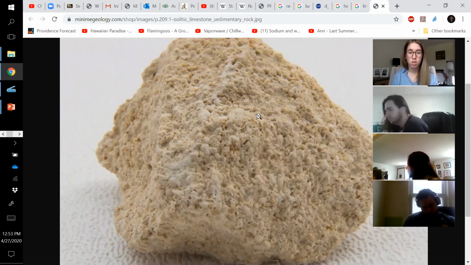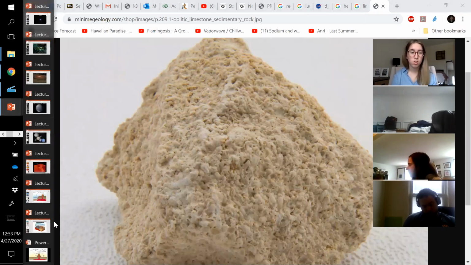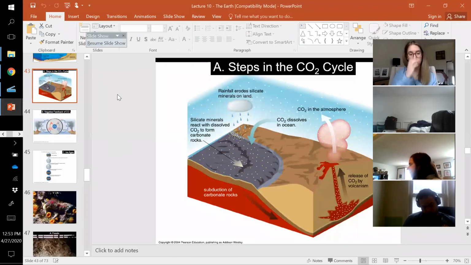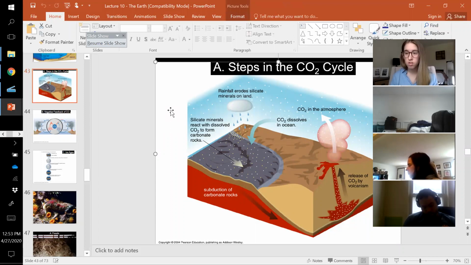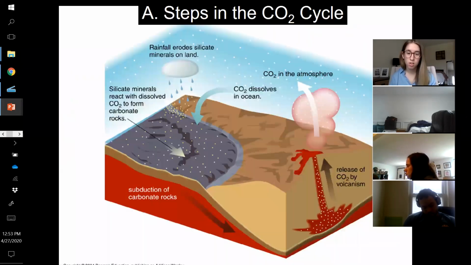Limestone basically traps carbon dioxide at the bottom of Earth's seafloor bed. Let's walk ourselves through this cartoon here on slide 43. First you have volcanism, and volcanoes are constantly going off on Earth and pumping out both water and carbon dioxide.